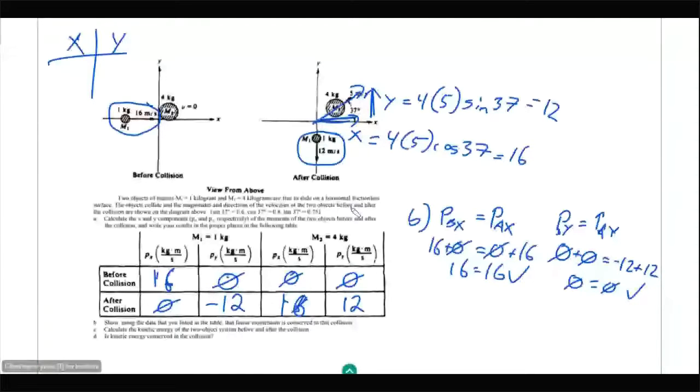Okay. Part C asks for the kinetic energy before and after. Okay, so kinetic energy.